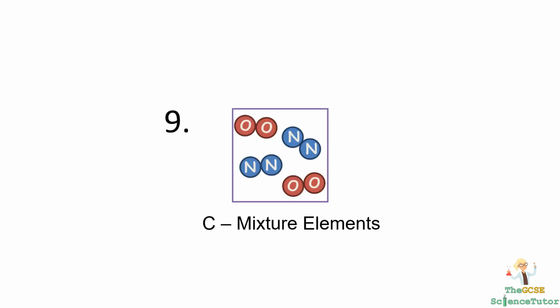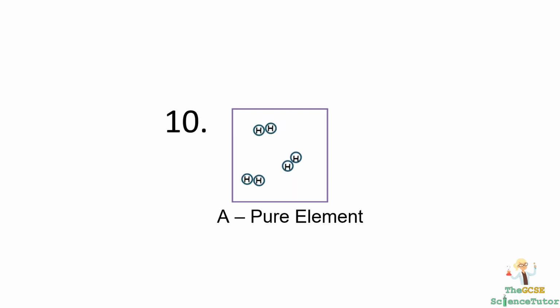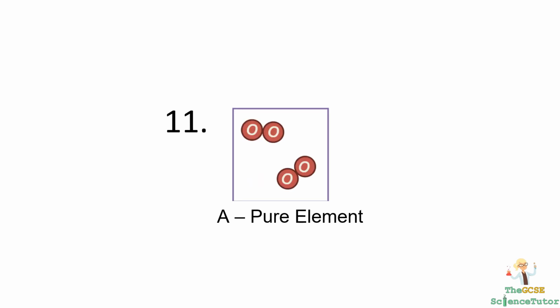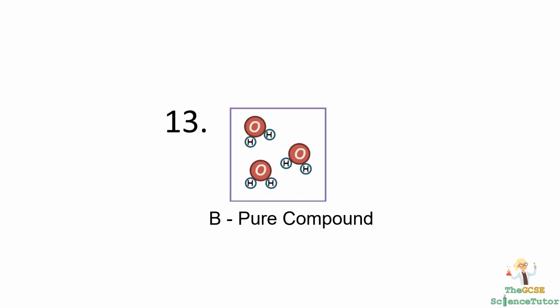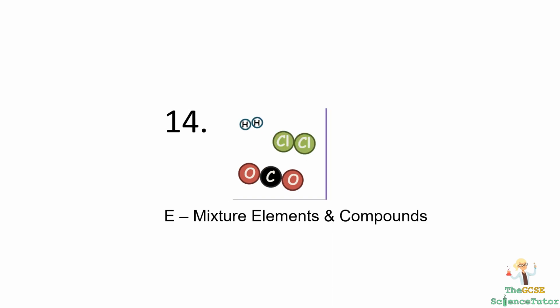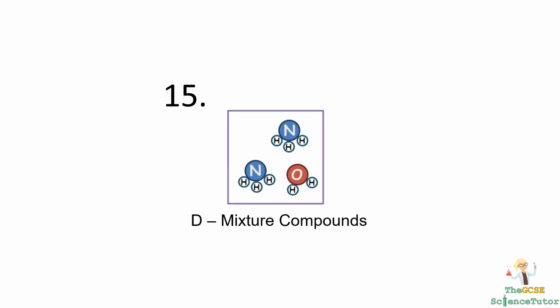9, C, a mixture of elements. 10, A, a pure element. 11, A, also a pure element. 12, A, a pure element. 13, B, a pure compound. 14, E, a mixture of elements and compounds. Finally, 15, which is D, a mixture of compounds.